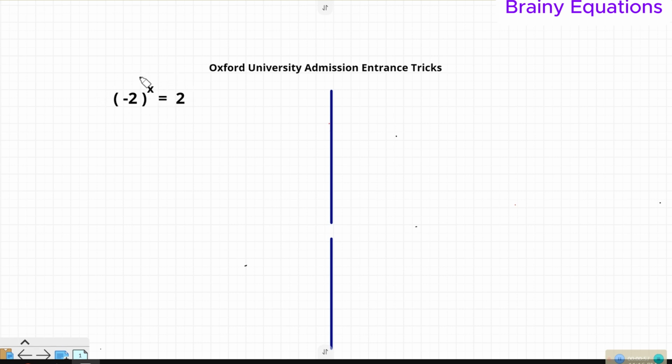So first of all, we need to write it in terms of the log. By definition, we can write x = log base (-2) of 2. Here we will get 2. By the definition, the base is not a negative number. If it is a negative number, it means that we will have no real solutions.